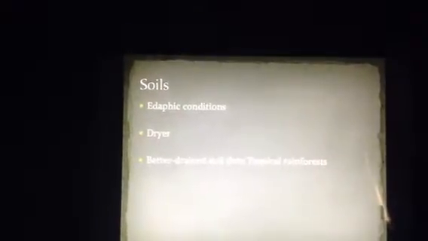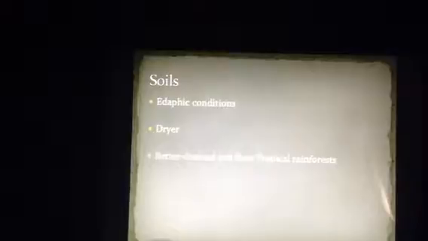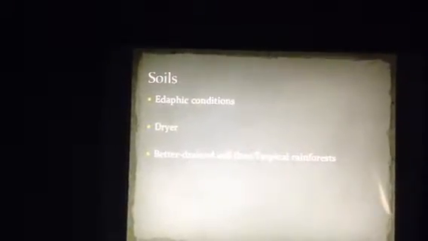And your soils in this area, of course, are going to be drier. It's going to be edaphic conditions, meaning that the soil, what's there was inherited, like it's always been there. There's not anything new introduced to it. It is what it is, basically. So the soil, because it's so dry, it's better drained than a tropical rainforest.